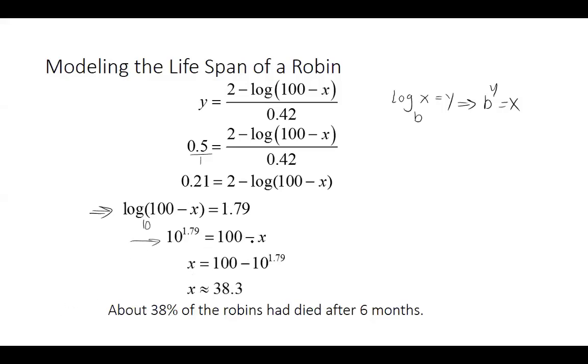And then to solve for x, simply isolate x, which would be 100 minus 10 to the power of 1.79. Just plug the number into your calculator, and that would be your x. About 38% of the robins had died after 6 months.